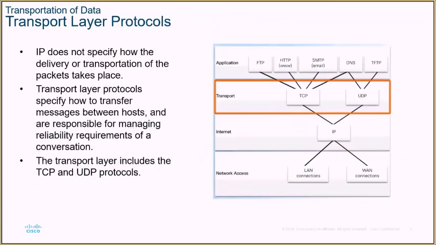So IP does not specify how delivery or transportation of packets takes place. The transport layer protocols specify how to transfer messages between hosts and are responsible for managing reliability requirements of a conversation. So the transport layer includes the TCP and UDP protocols in the TCP/IP stack.